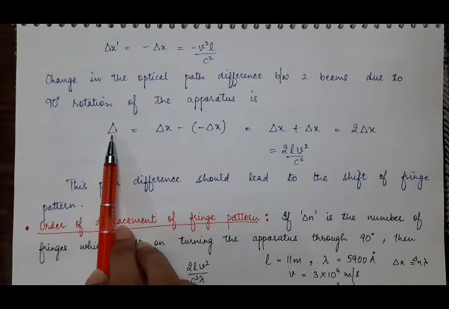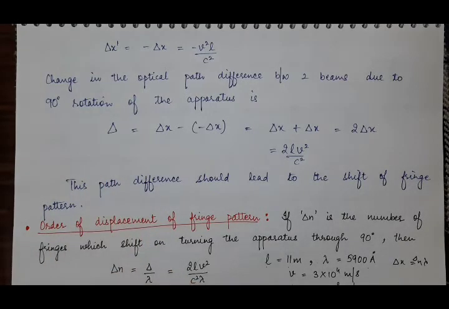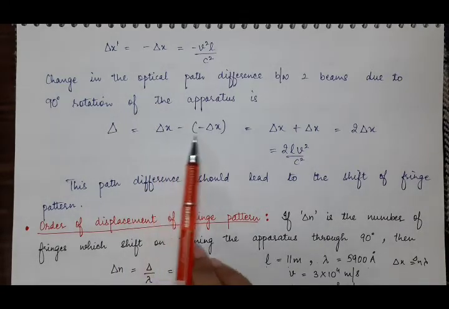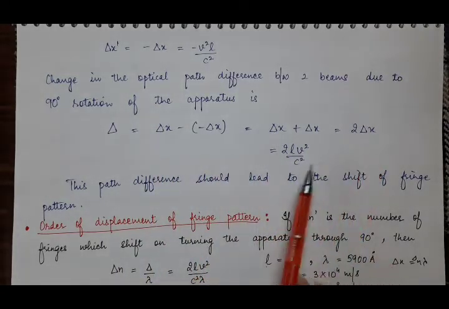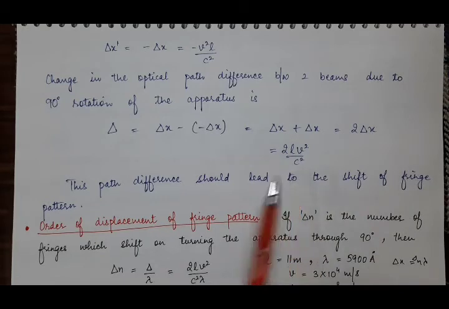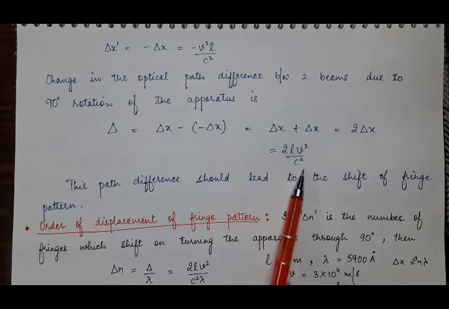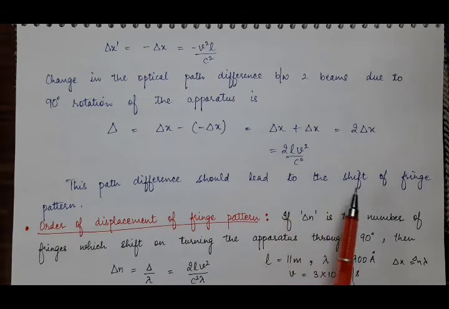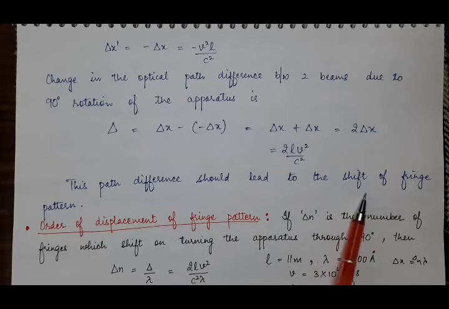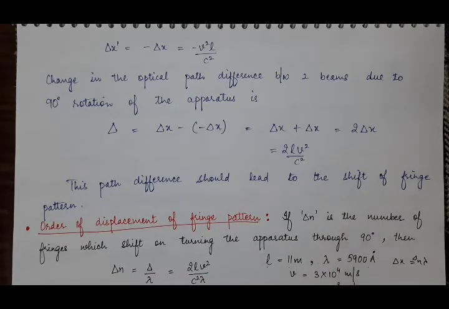So what is this? It is the change in the optical path difference between the two beams from delta x to minus delta x due to the rotation of the apparatus through 90 degrees. So it will be 2 delta x. Delta x is L v square by c square. And now because of this non-zero change in path difference, there will be a shift of the fringes in the interference pattern. It means fringes will displace from their position.